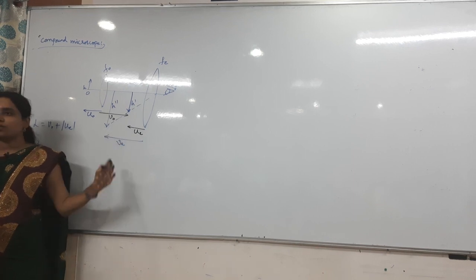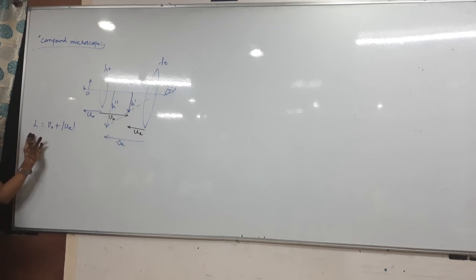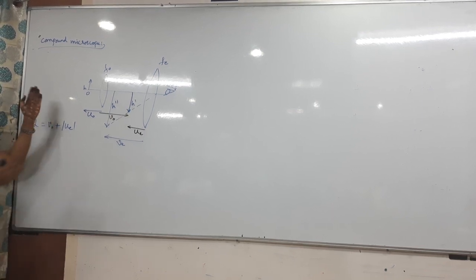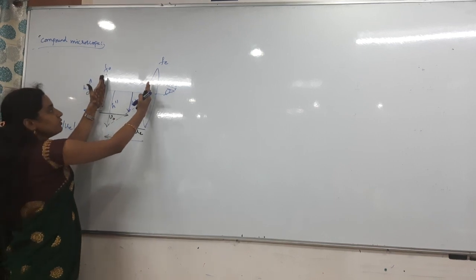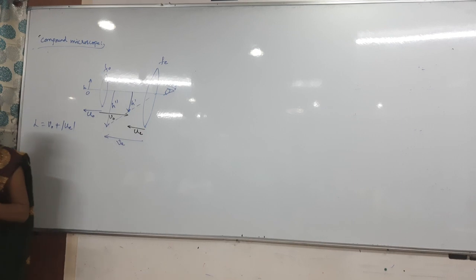Based on that we will calculate the magnifying power also. Before that, here the length of the tube will be there. What is the length of the tube? Nothing but V naught plus UE, just the distance between the objective lens and the eyepiece lens. Clear? First of all write the notes.